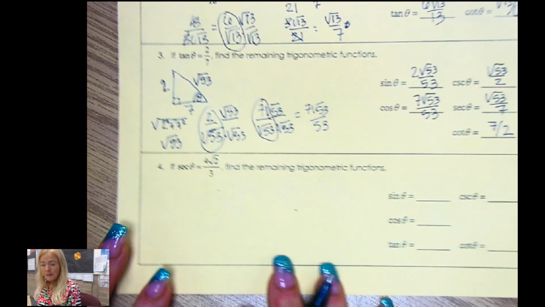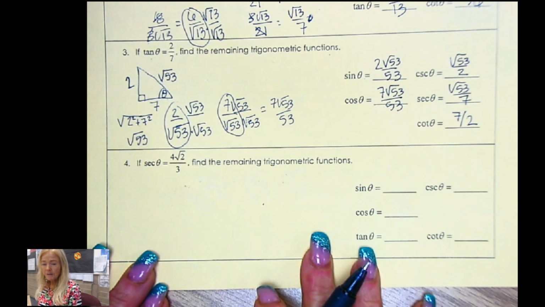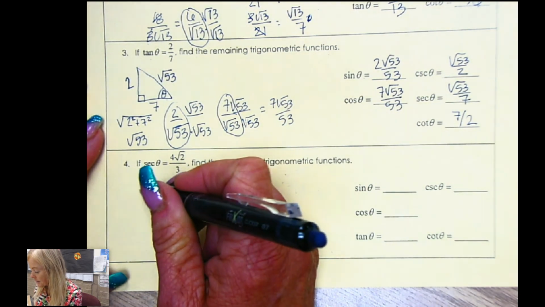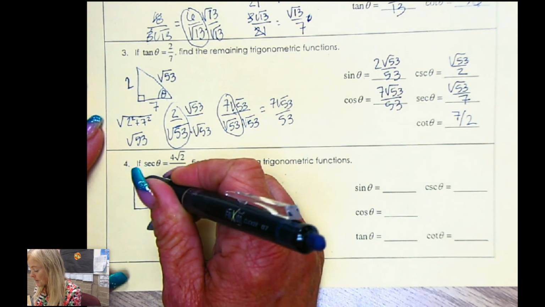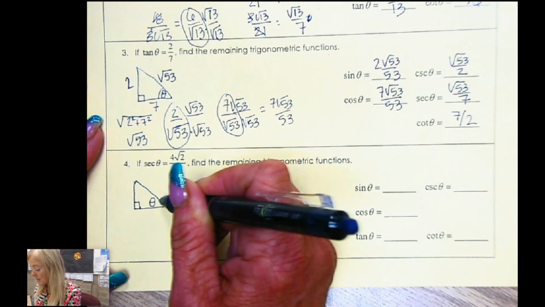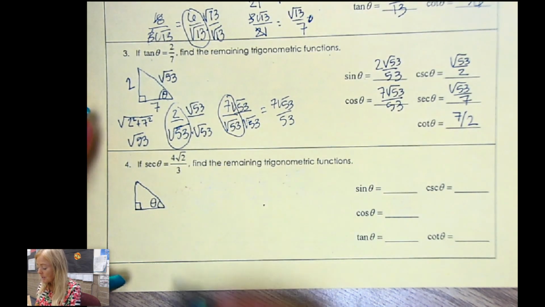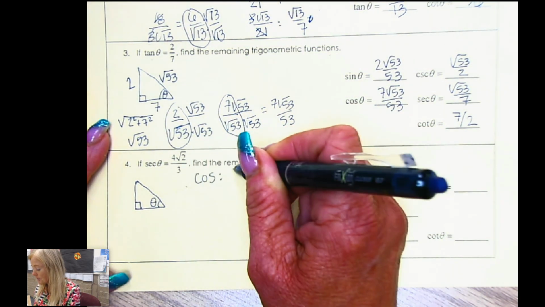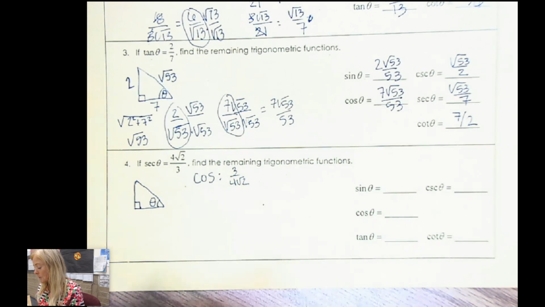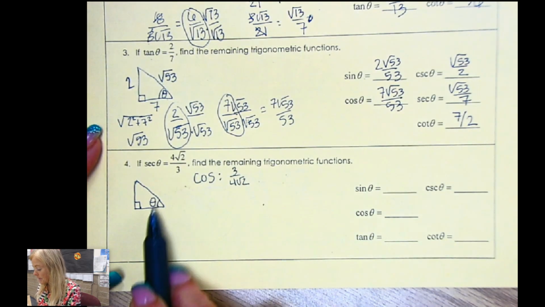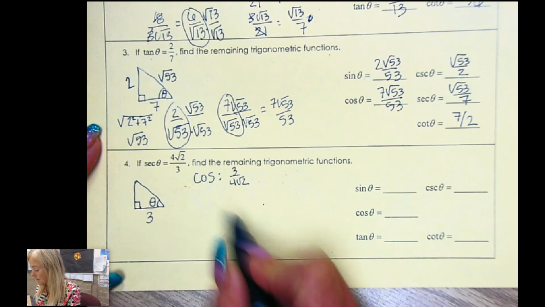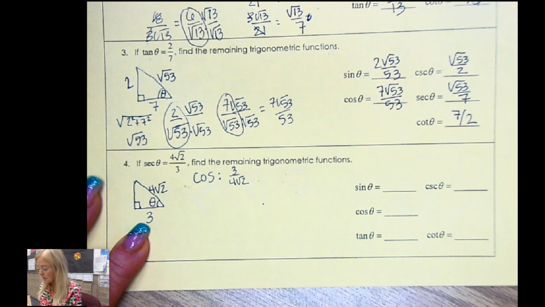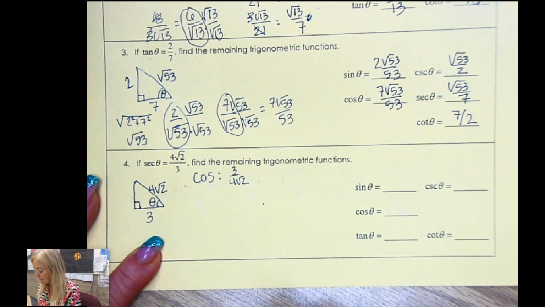All right, number 4. If secant theta is 4 radical 2 over 3, then find the remaining functions. Now, secant might be a little more difficult for us to figure out. Again, draw your right triangle with an angle. You know that secant is the reciprocal of cosine, so the cosine must be 3 over 4 radical 2. Cosine is adjacent over hypotenuse, so 3 is adjacent and 4 radical 2 is hypotenuse. And then we have to find the third side.